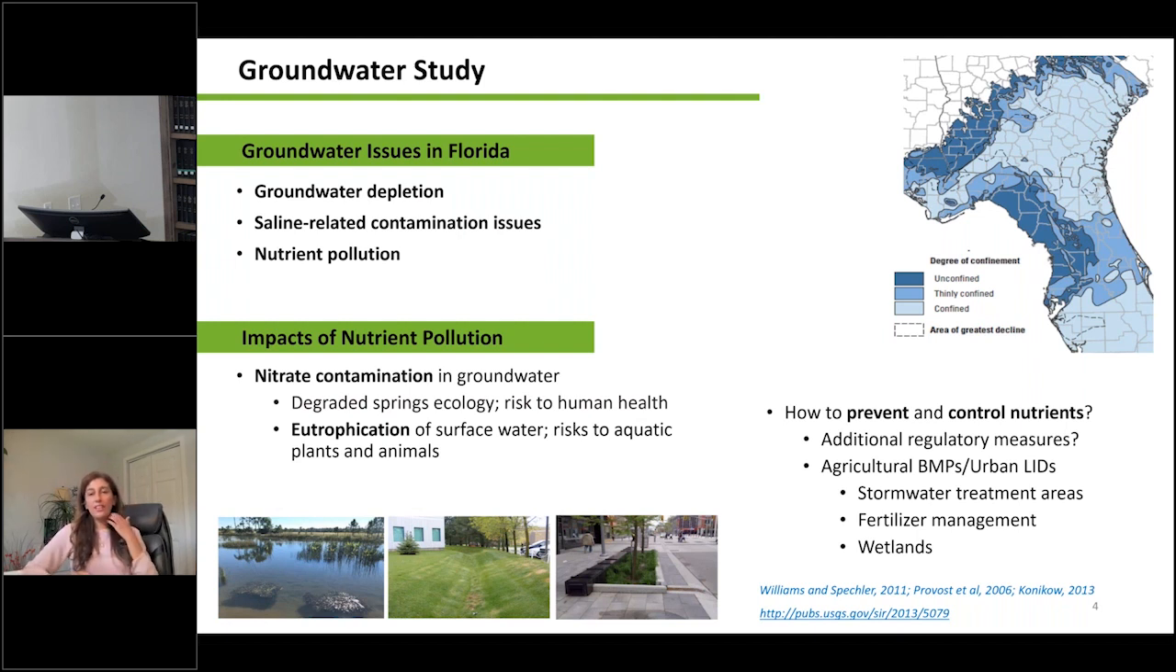But how do we prevent this and control the nutrients in the groundwater? There are many ways, and to some extent, additional regulatory measures can help to control nutrients, but obviously it's not enough in all locations. Things like waste management practices and low impact development in rural and urban areas could help to control the nutrients.